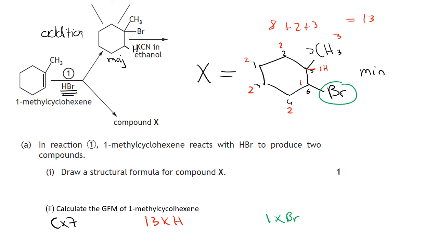So our GFM is going to be 7 times 12, so 84, plus 13, plus the atomic mass of bromine, which is somewhere near 80. Bromine is 79.9. Add those together and it's 176.9. You need to be able to work out a GFM from a skeletal formula. Remember, in rings like this there are two hydrogens on every corner. If it's a benzene, there's only one hydrogen on every corner. So really be careful.